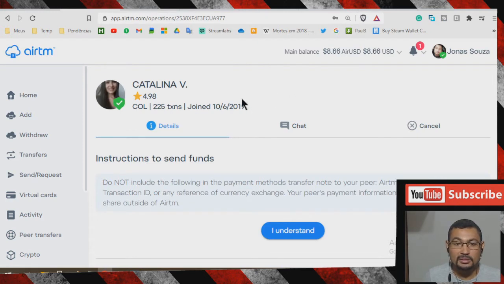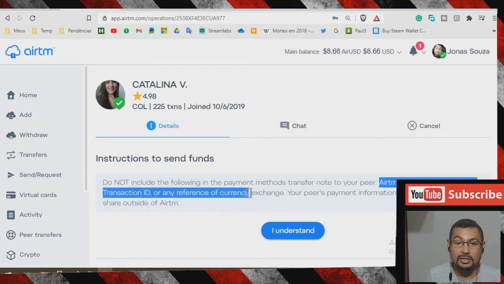Okay, buddies. Request accepted. Okay, important, see how many stars your peer has. Okay, the number of transactions is important too. Okay, let's click on I understand. Okay, don't put this kind of information. Okay, Airtm, USD, dollar, your Airtm transaction, or any reference of currency exchange.